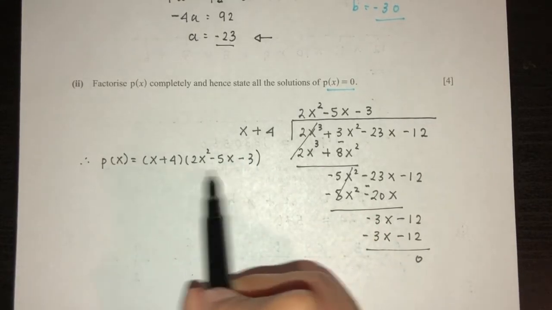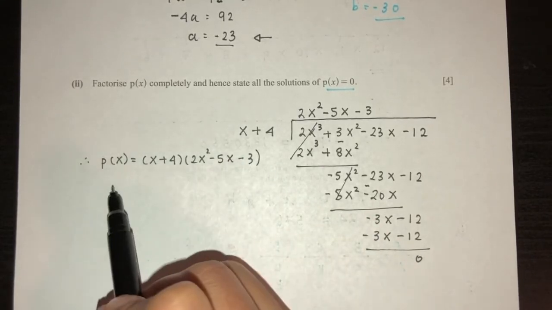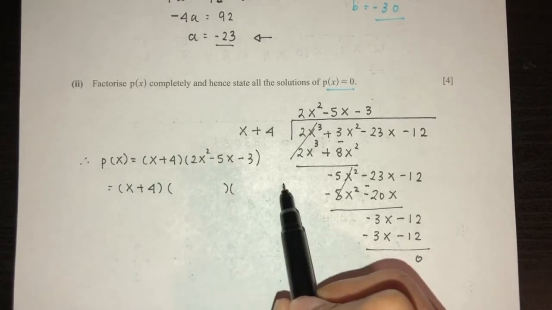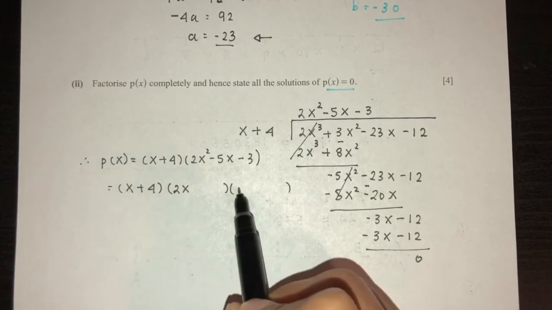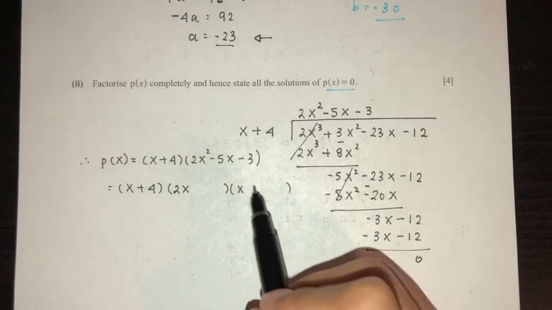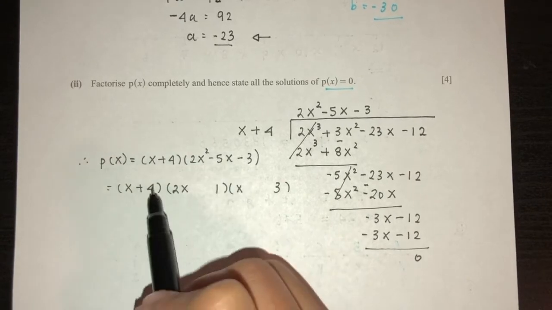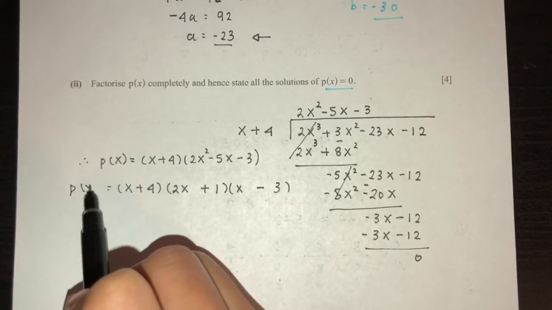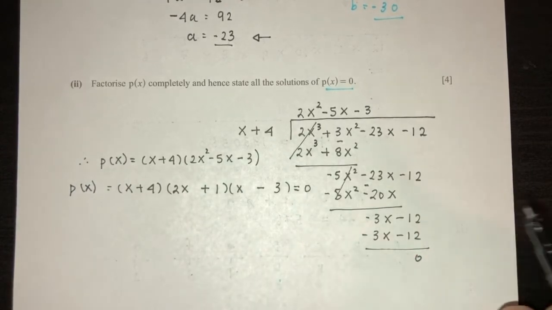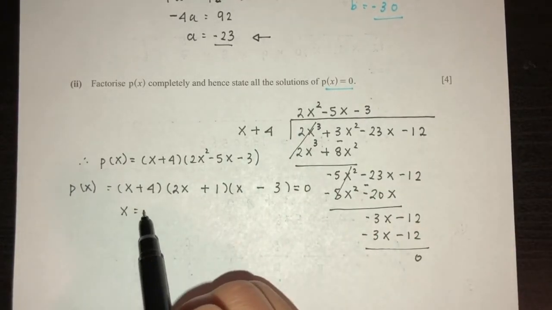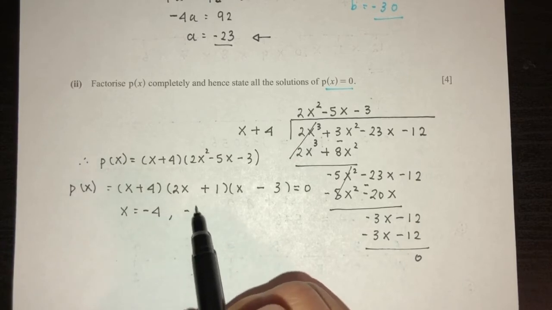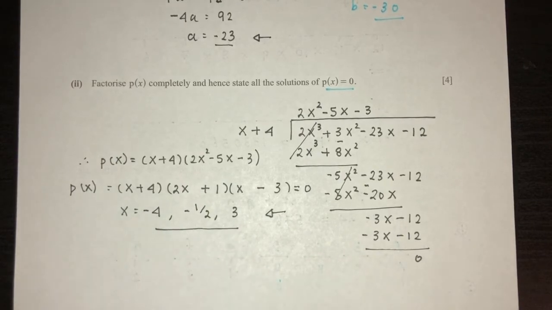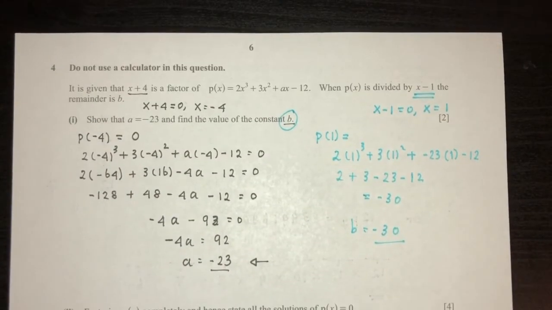Now we have to factorize this quadratic. You will have x plus 4 and then 2 brackets: 2x times x to get 2x squared, and 3 is 3 times 1. To get minus 5, we have to have minus 6 plus 1. This is p of x, and we have to equate that to 0 to find all the solutions. So x will be minus 4, minus 1 over 2, and 3. That will be your solutions for the values of x. And that is your question number 4.